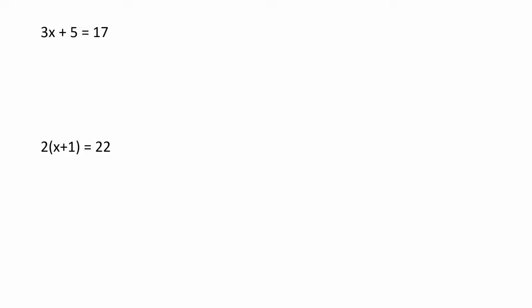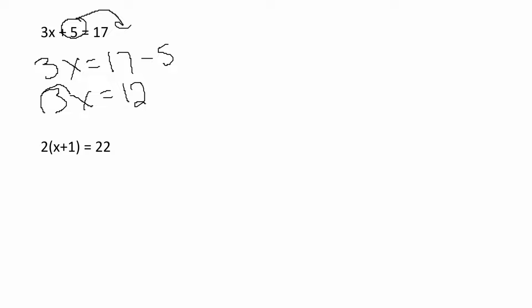Remember, our goal in all of these is going to be to get x by itself, and we do that by moving everything away from the x over the equal sign. So I have a plus 5 here. I'm going to move it over. When I move that over, my operation changes from addition to subtraction. So what I have now is 3x equals 12.